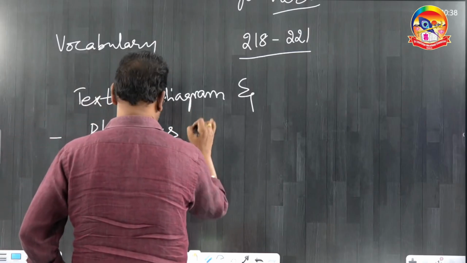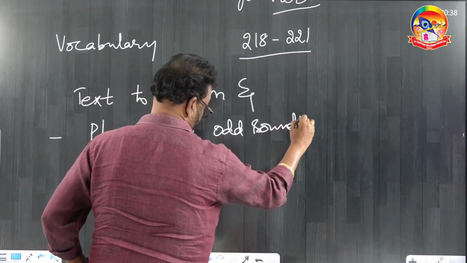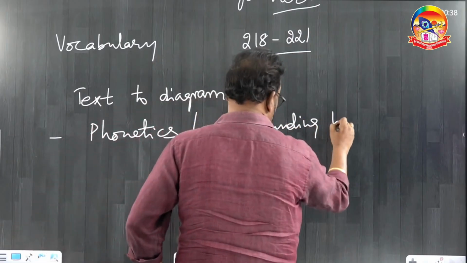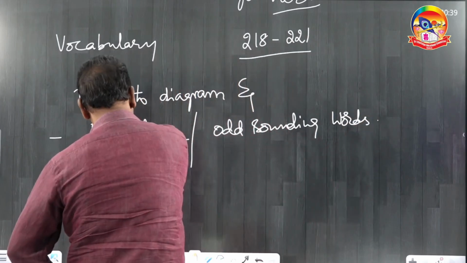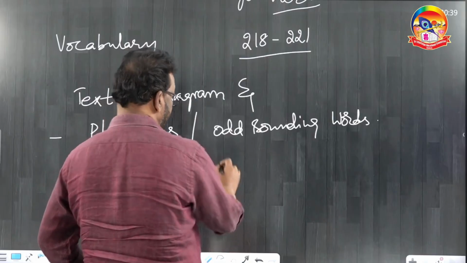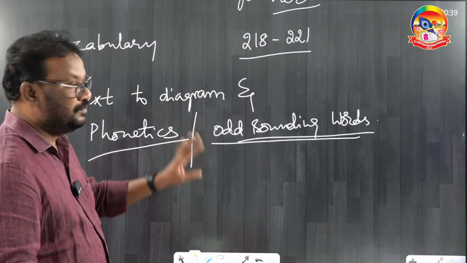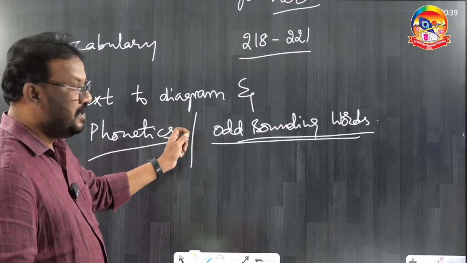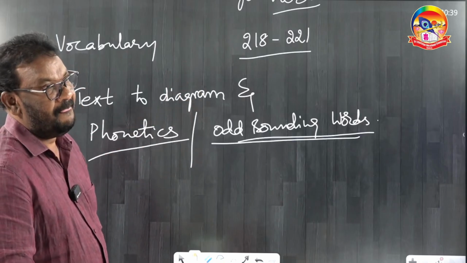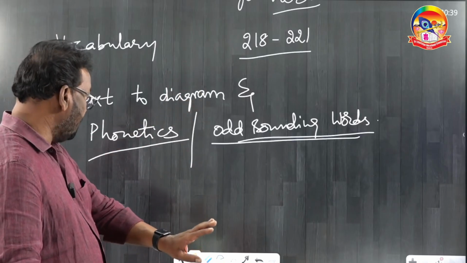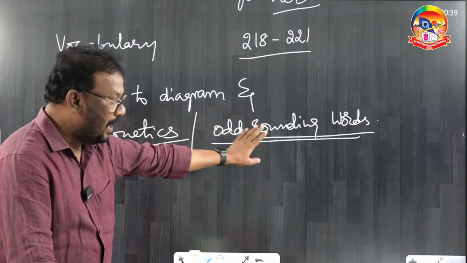Phonetics has internal choice, that is, odd sounding words. I know that most of the students leave the phonetics choice and like to go for these odd sounding words, where you are given 5 sets of words and you need to identify the word which sounds different from the rest of the 2. But that is not at all a clever idea. You had better attempt both phonetics and odd sounds.